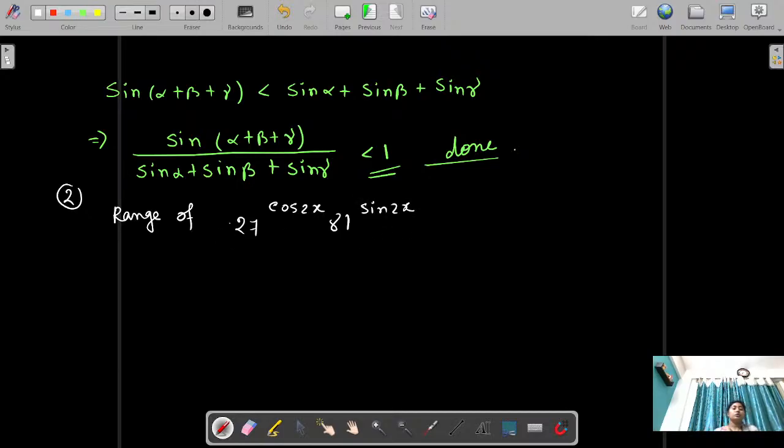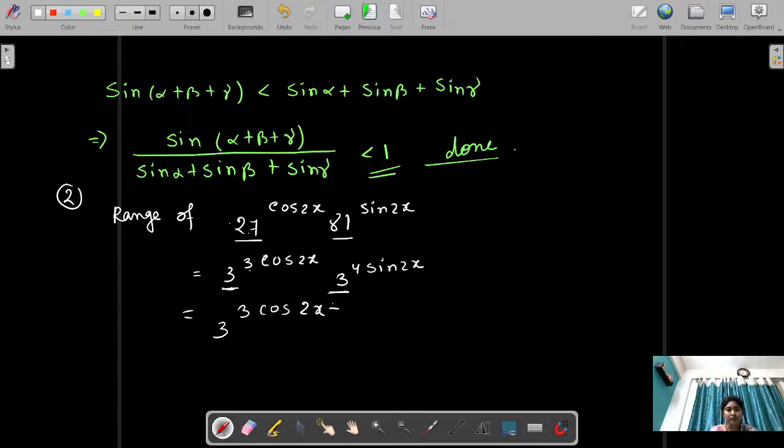So how can we write it? 27 is 3 to the power 3, so that is 3 raised to power 3 cos 2x, and 81 is 3 to the power 4, so that is 3 to the power 4 sine 2x. Now you can see here we have 3 in the base, and here we also have 3. So we can simply add the powers, like this.